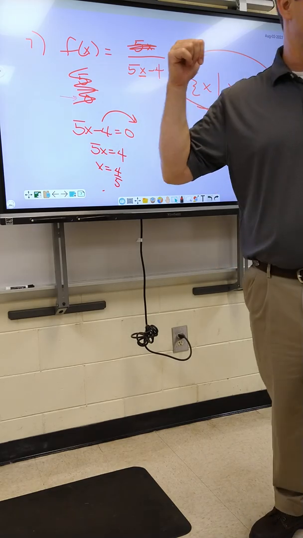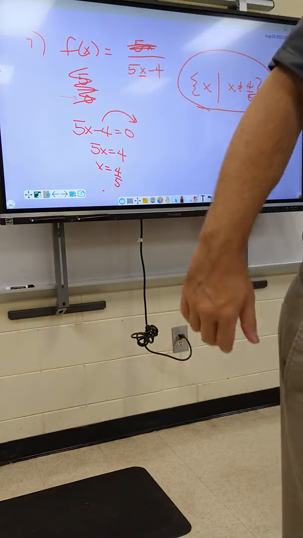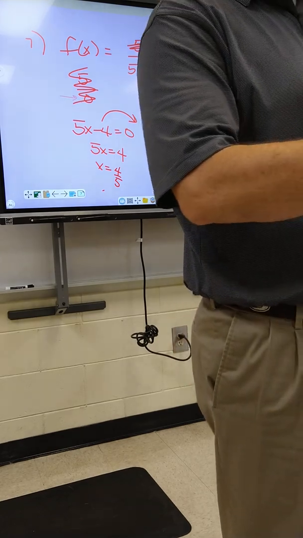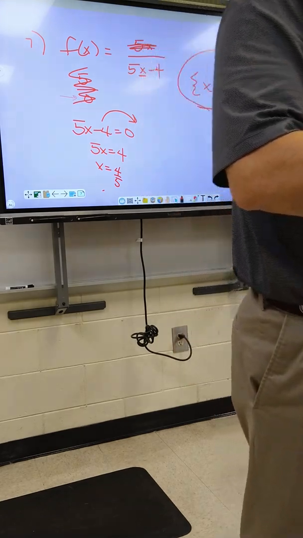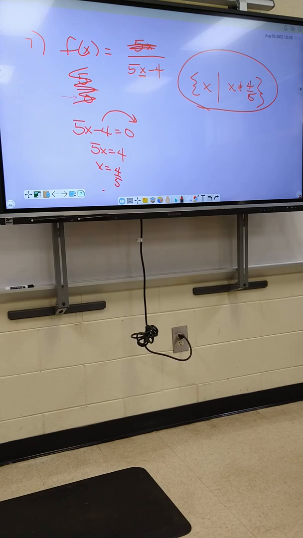All right, let's do another one just like that. I believe number 9 is just like number 7. Let me look at it. It is. I want you guys to do number 9 just like we did number 7. Follow the same steps. See if you can do it by yourself, and I'll put it on the board.